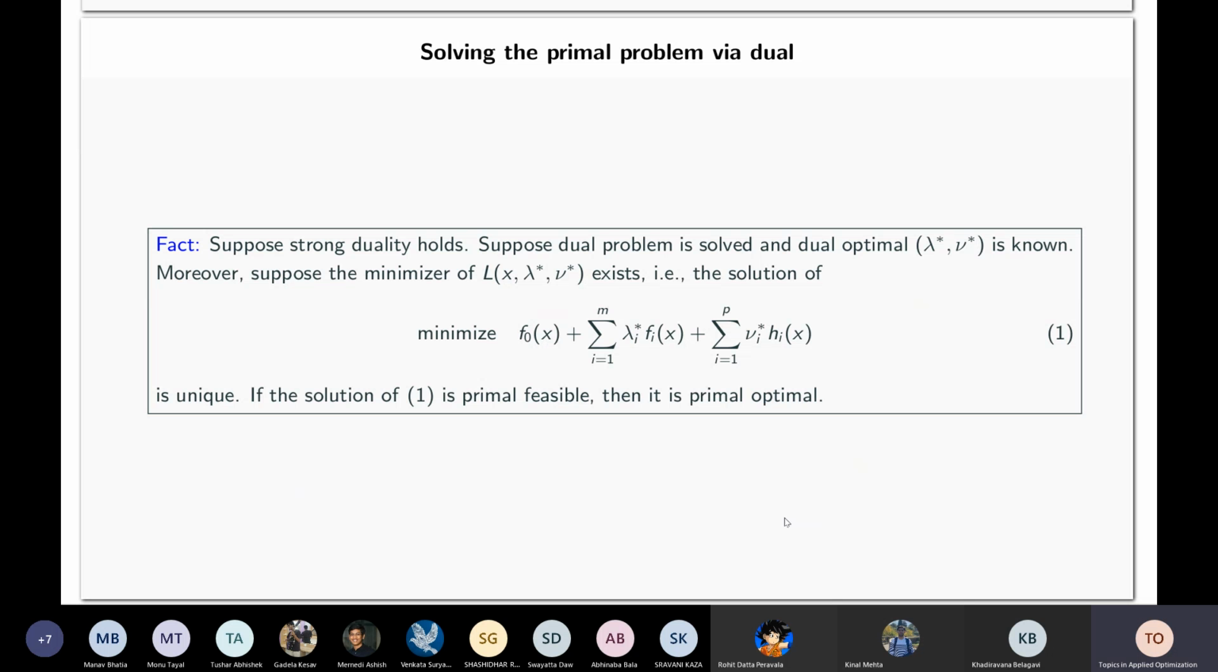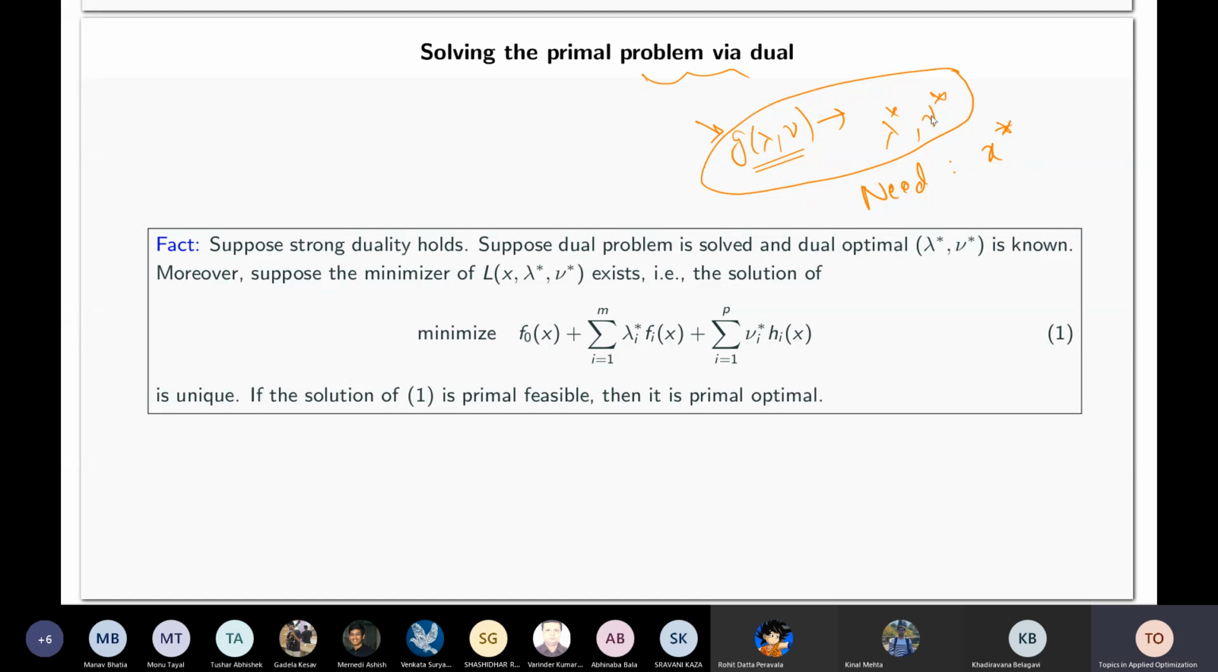So, solving the primal problem via the dual. Earlier I told you that you may end up solving your dual problem to obtain lambda star and nu star, but originally the person needs x star, the primal optimal. So what do you do? Let us say that you don't do KKT. Let us say you go for the pure dual problem, you solve it, and you get lambda star, nu star.